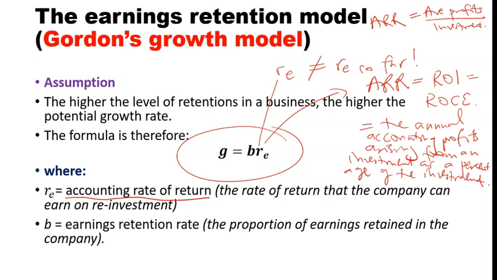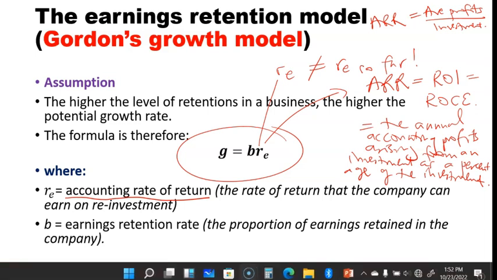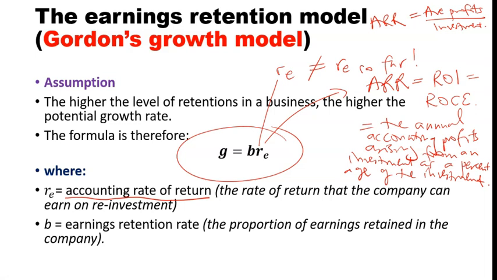Okay. Then B is equal to the earnings retention rate. That is the proportion of earnings retained in the company. All right, so now that being said, let us look at this example. We are going to look at two examples as a minimum to see if we can say we are condensed.